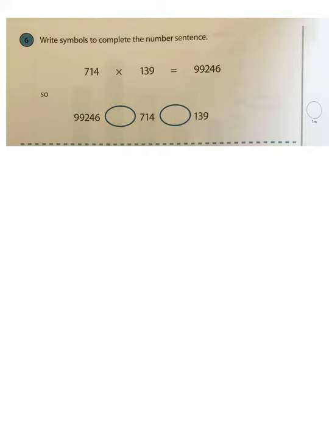Another question that we need to kind of work backwards on. Alright? So you've got 714 multiplied by 139 equals 99,246. And what they've basically put now? They've put the answer at the other end. So if they put the answer at the other end, we're going to have to go backwards down the sum. Okay? If we're going to go backwards down the sum, we're going to go the opposite way.